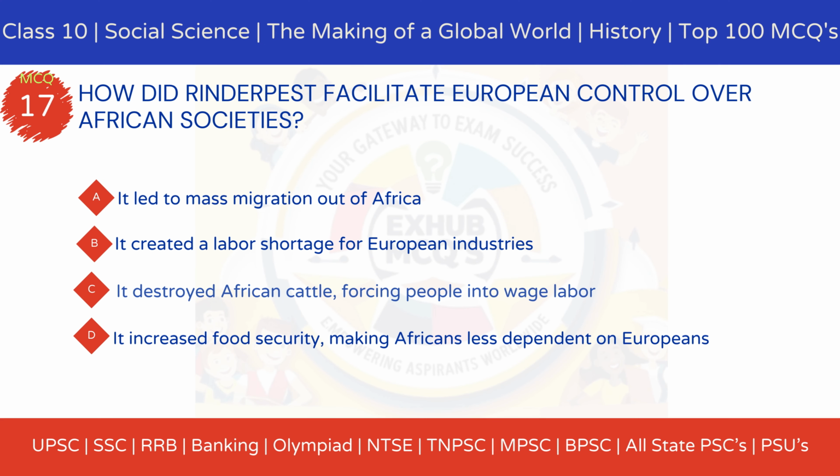MCQ 17. How did Rinderpest facilitate European control over African societies? Option A, it led to mass migration out of Africa. Option B, it created a labor shortage for European industries. Option C, it destroyed African cattle, forcing people into wage labor. Option D, it increased food security, making Africans less dependent on Europeans.